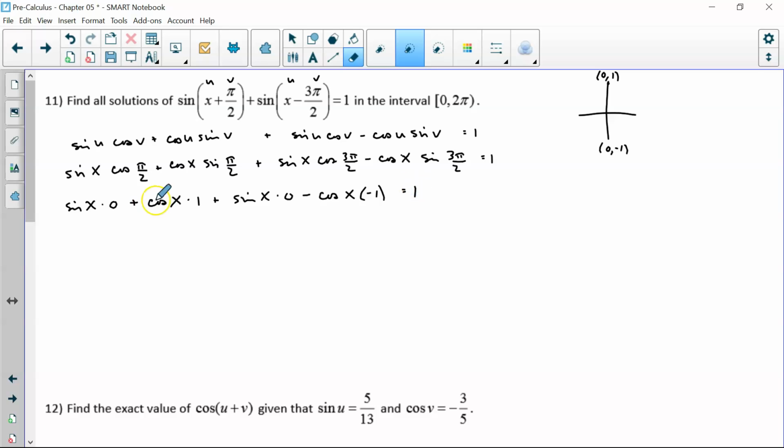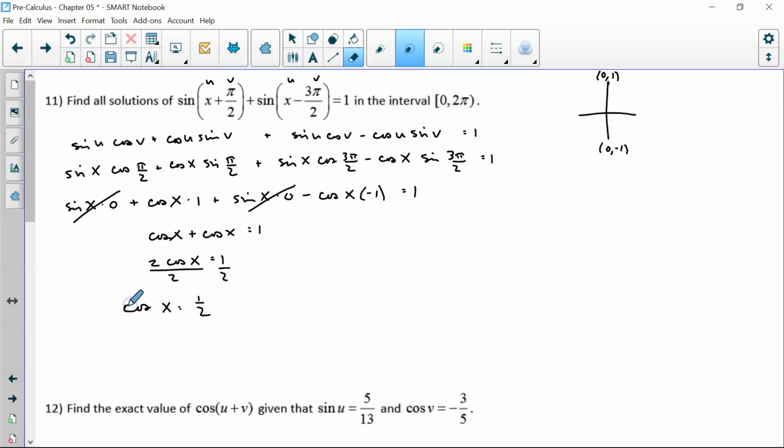And what's nice, sine of x times 0 is 0. Sine of x times 0 is 0. So we have the cosine of x, negative cosine of x times negative 1 becomes plus the cosine of x equals 1. So it gives me 2 cosine of x equals 1. Divide both sides by 2, cosine of x equals 1/2.